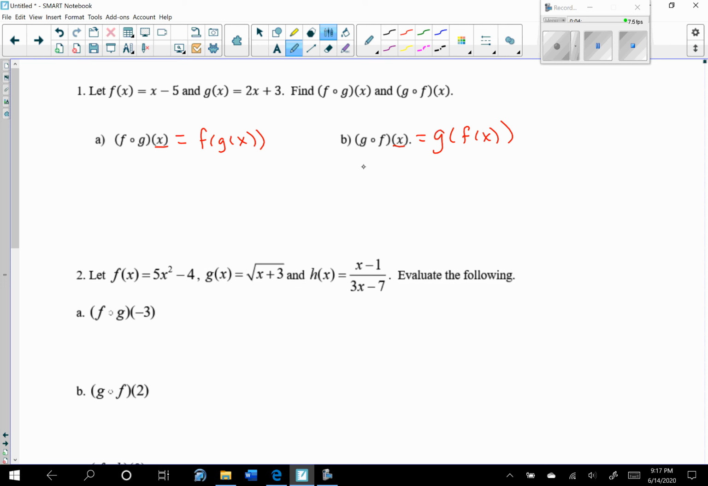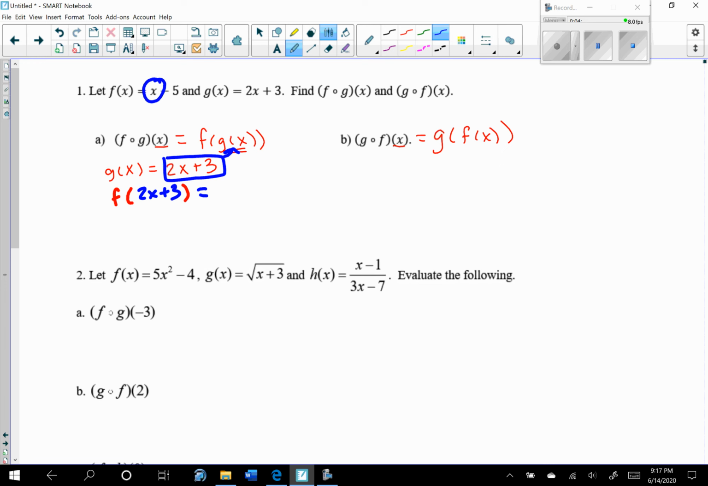So notice that the inner function for this first one is g of x. So if I rewrite g of x, we get 2x plus 3. So we are taking this function and plugging it in for the entire g of x. So the whole thing is going away. So we have f of, we're taking out the g of x, and we're plugging in 2x plus 3. So unlike before where we plugged in the number, now we're plugging in an entire expression for this x here.